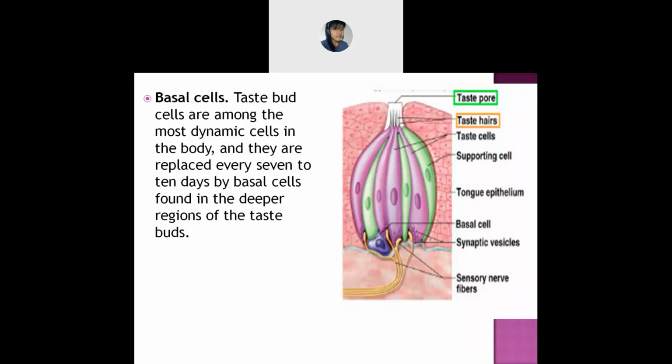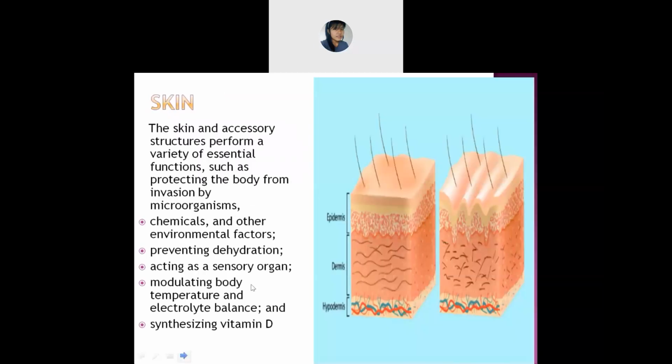Understand? And where are they found? They are found in the deeper region of the taste buds, very deep, on the inner side. Is it clear about the taste bud? Sorry, basal cells. Ma'am. Yes, ma'am. Okay.